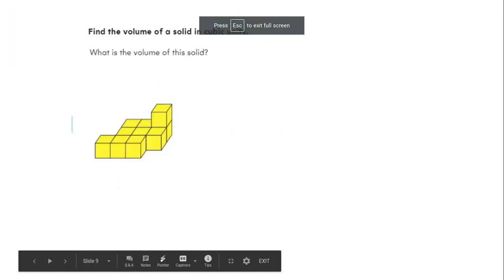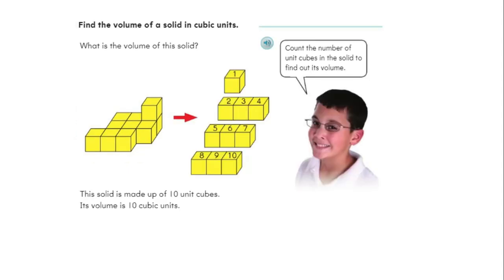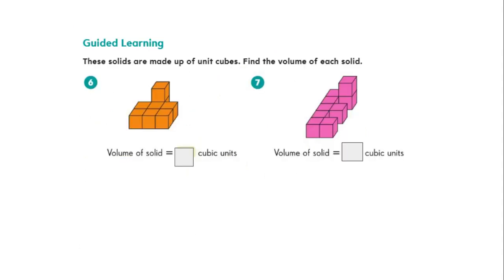Okay, moving on. Let's look at this solid. It's not a rectangle or a square, but I can still measure the volume by counting the cubic squares or cubic units. So I've got 1, 2, 3, 4, 5, 6, 7, 8, 9, 10. So the volume of this solid is 10 cubic units. And here's a picture. They broke this apart, counted the first 3 rows, and then the top layer.